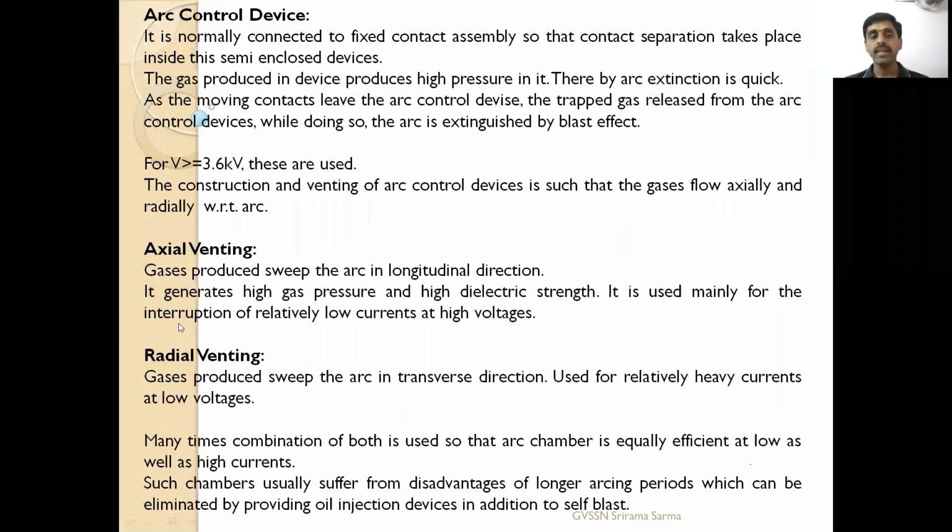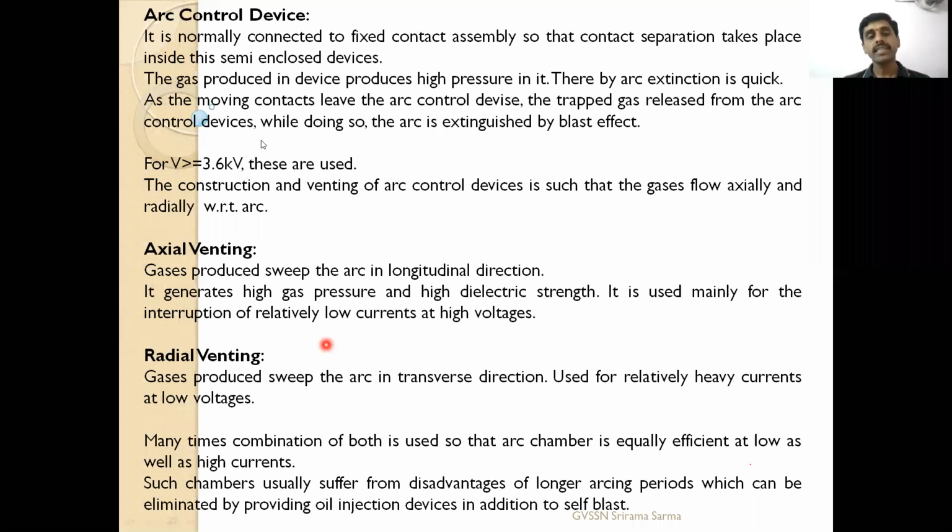So axial venting, radial venting. As I said, gas produced sweeps the arc in the longitudinal direction. So high pressure gas, high dielectric strength. Radial venting sweeps the arc in the transverse direction, used for relatively heavy currents. You see, axial venting is used for low currents at high voltages. Radial venting is used for heavy currents at low voltages. So sometimes a combination of both is required for a better arc extinction process.